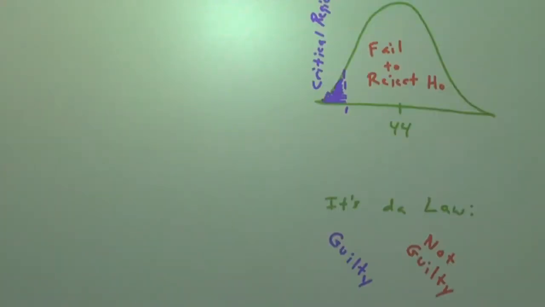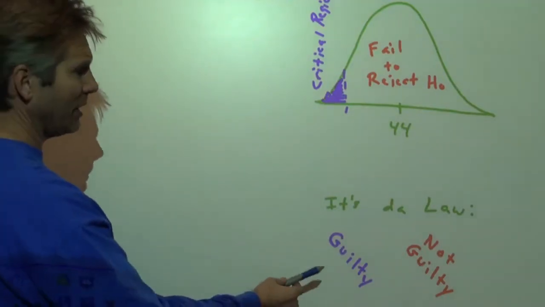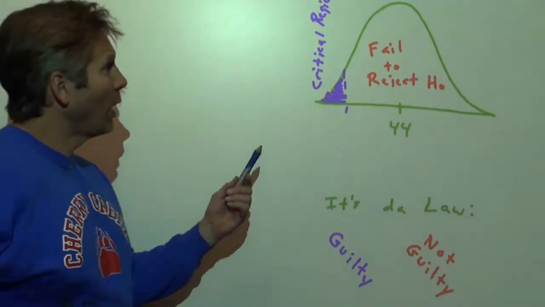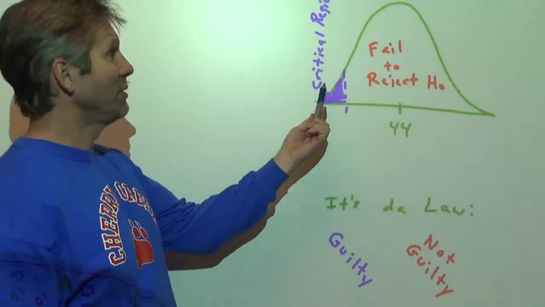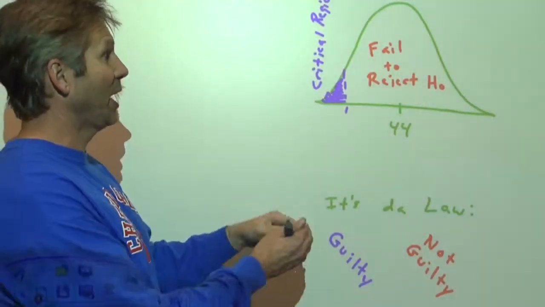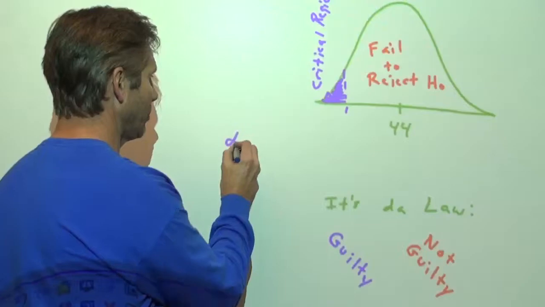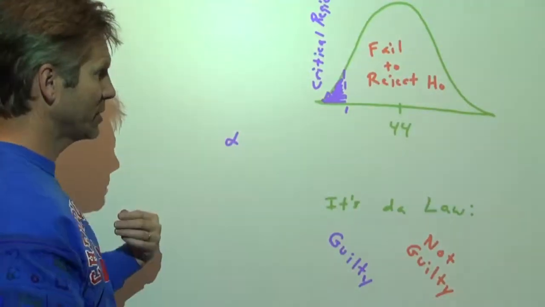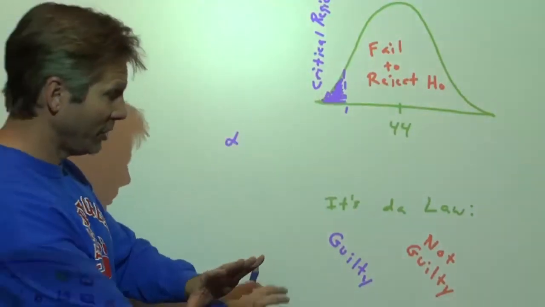That's how that works. Now, it's kind of like in a court of law. Either you're guilty or not guilty. So if we're in the critical region, that's enough evidence beyond a reasonable doubt, being the alpha level, like 0.05 usually. So if it's extreme enough, you are guilty.